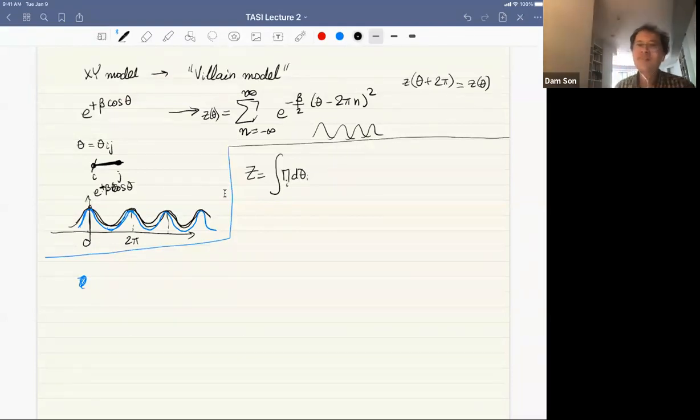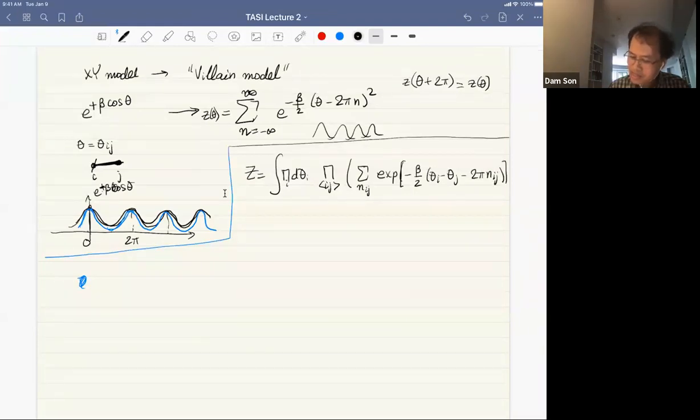Since universality tells us that nothing depends on details, the only important thing is that we still have a model that preserves the O(2) symmetry. Here, instead of a product of these exponents, I have a product over all the pairs ij of this function, each of which is a sum over n_ij of e to the minus beta over 2 times theta_i minus theta_j minus 2 pi n_ij, squared. A little bit cumbersome, but that is our partition function.